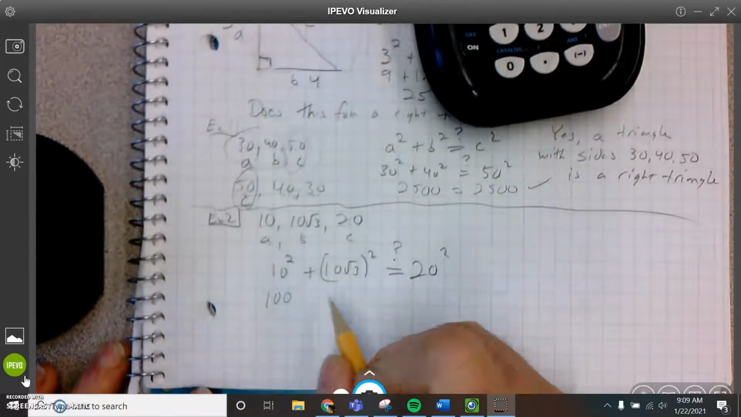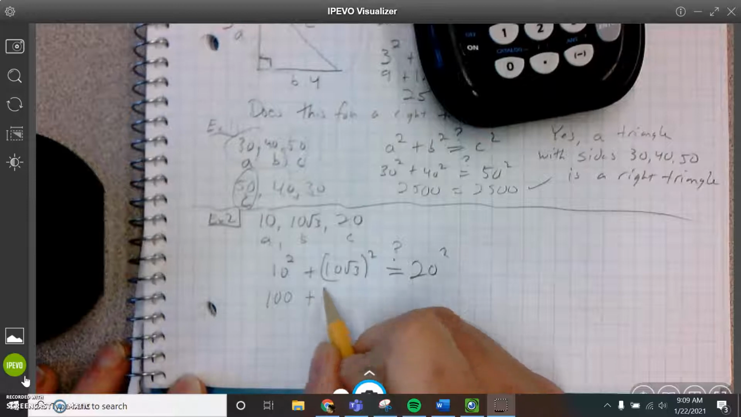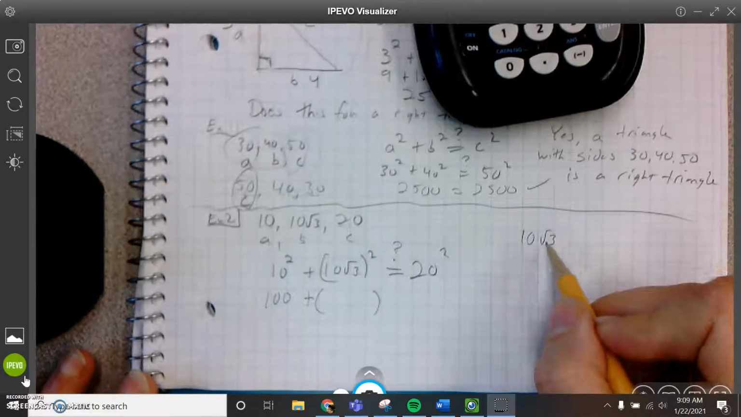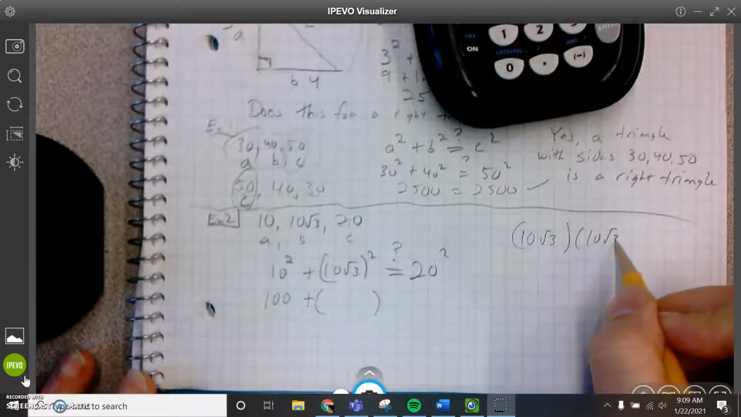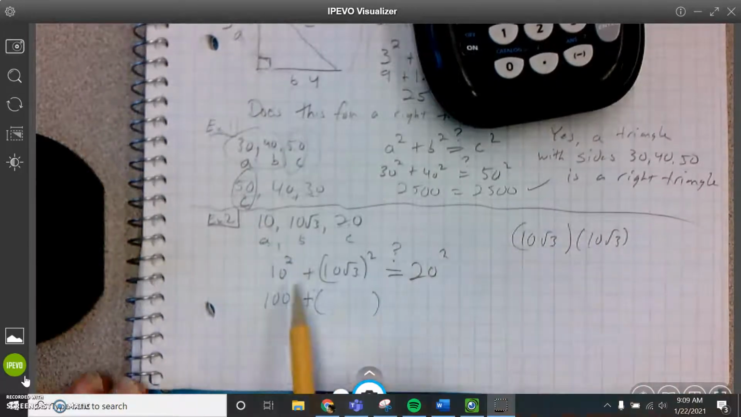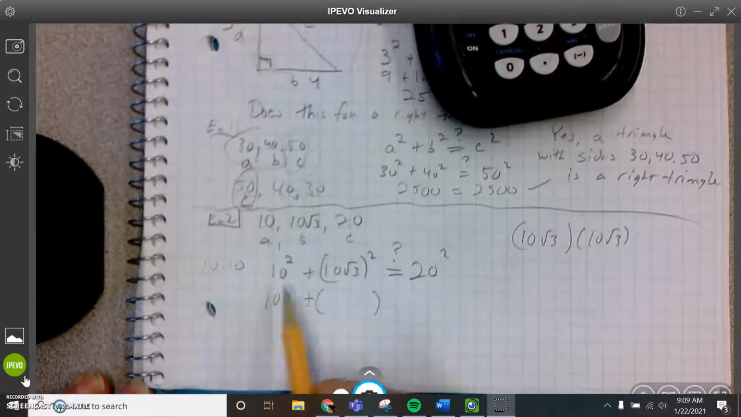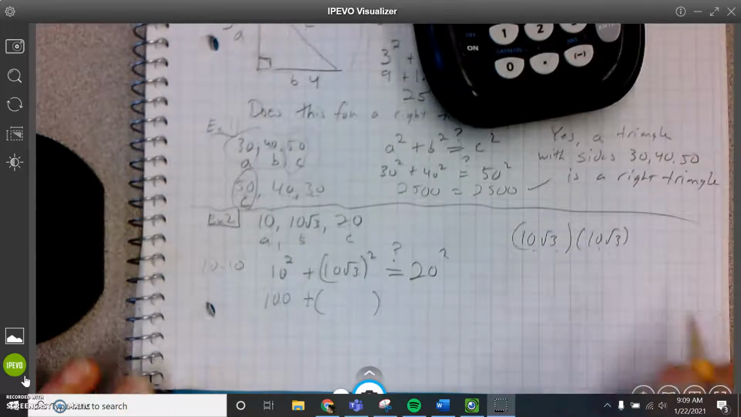Now with this, how do you do this? Well, write this down with me: 10 radical 3 times 10 radical 3. Because when you square something, you multiply it by itself, right? This is 10 times 10, which is 100, and this is going to be 10 radical 3 times 10 radical 3.